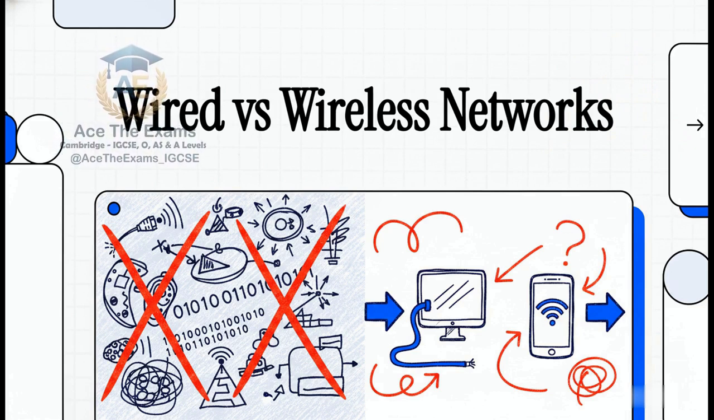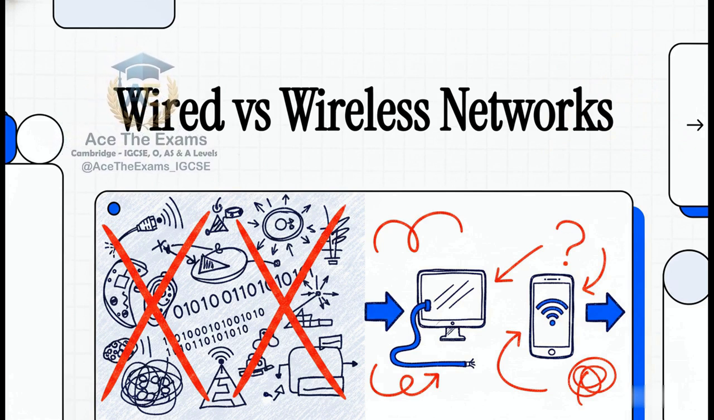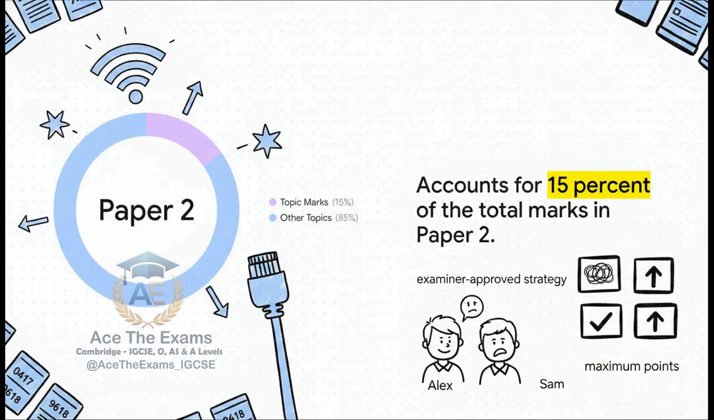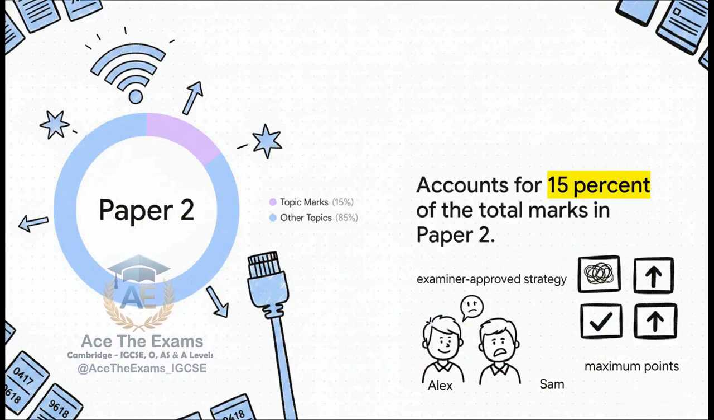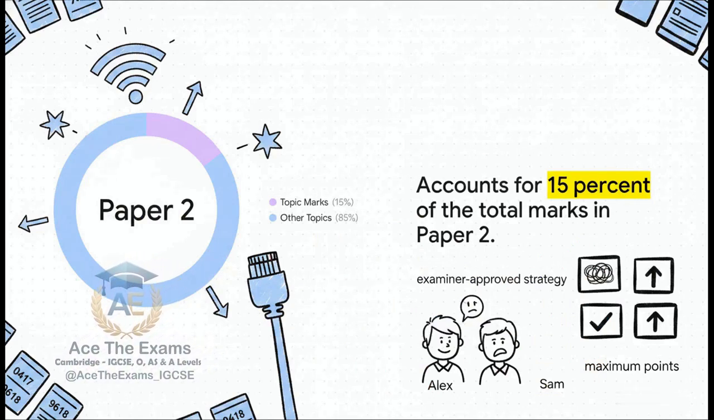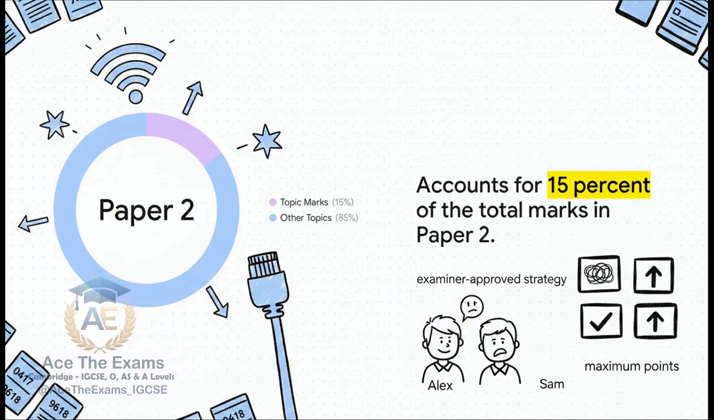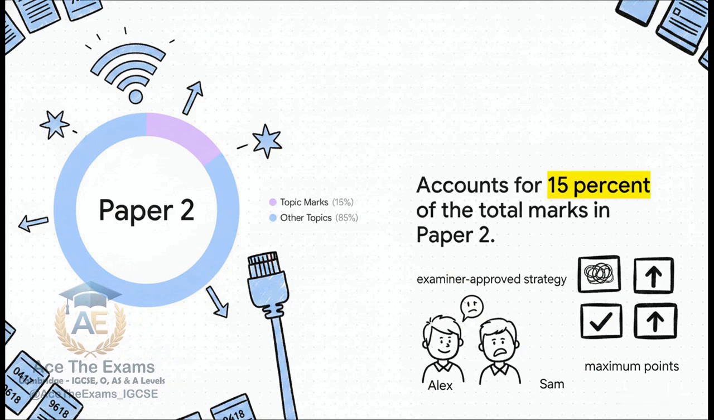So today, we are going to fix that. We are going to decode the exact strategy to build bulletproof arguments with stress-tested evidence and absolute quality control. To truly understand why this topic demands your absolute, undivided focus, you have to look at the numbers. The wireless versus wired networks topic accounts for approximately 15% of your total marks in Paper 2. Just let that sink in for a second.